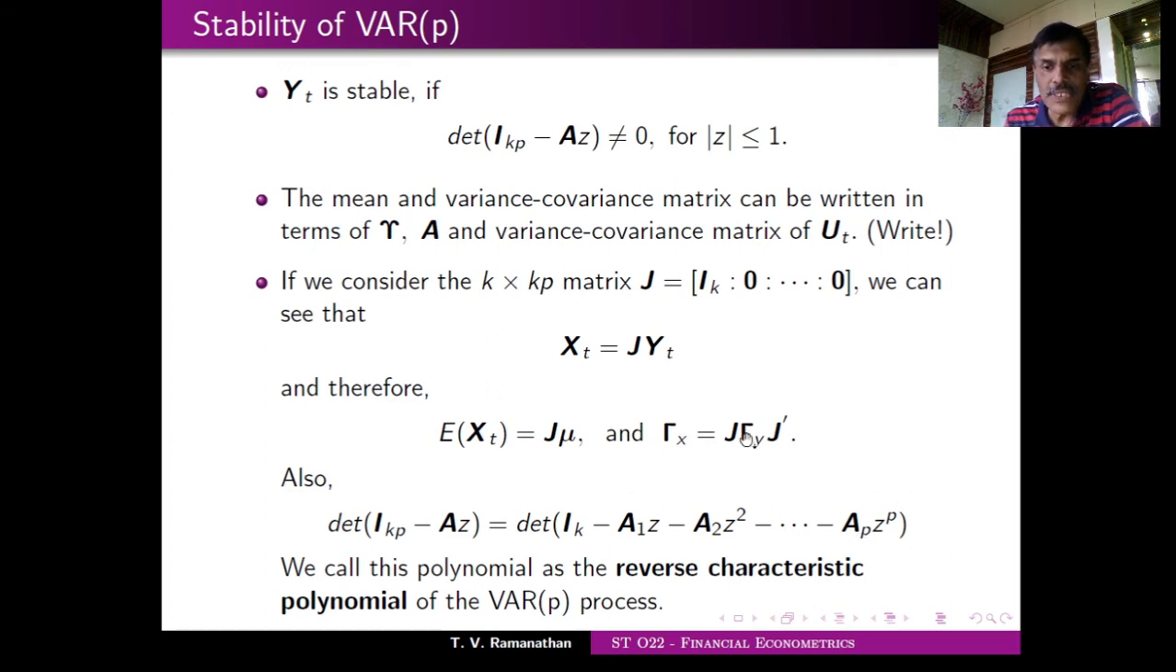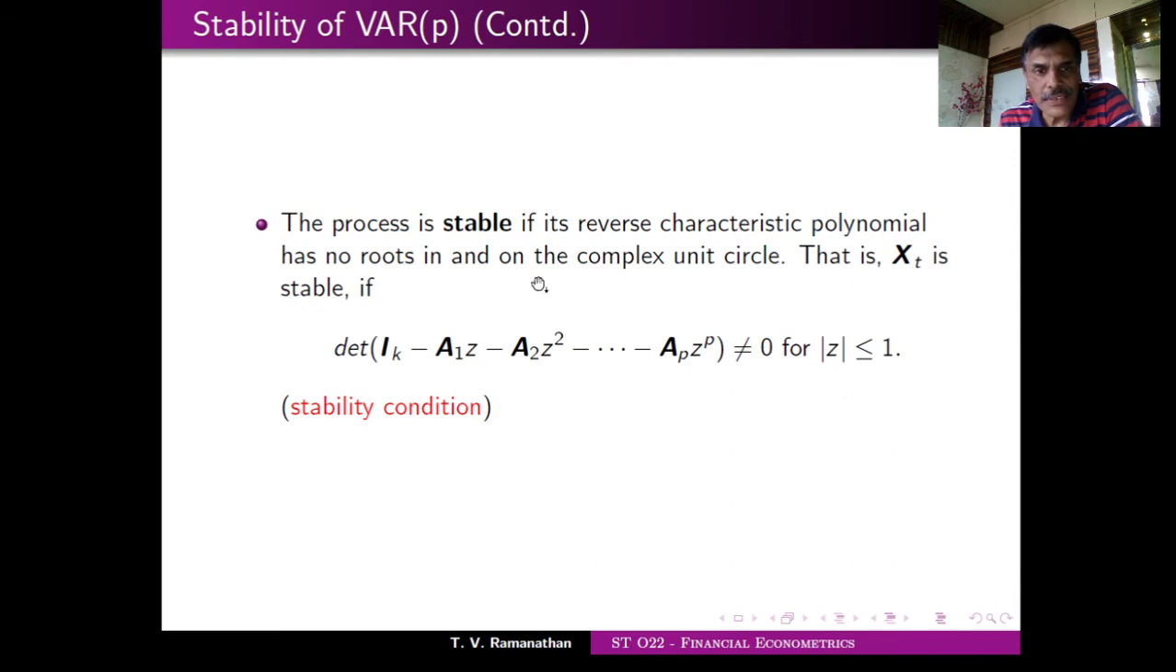And I will compute this determinant and show that it is not equal to 0 for all the values of z with absolute value of z less than 1. Okay, so this is what it is. So the process is stable if the reverse characteristic polynomial has no roots on the complex unit circle. So this is the complex unit circle. So within that there is no root. So that means roots are lying outside this unit circle. That means outside 1. Okay, so when you get this, the roots will be z's.